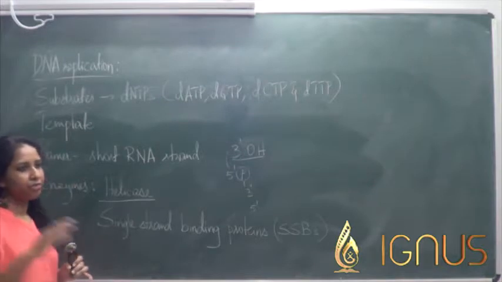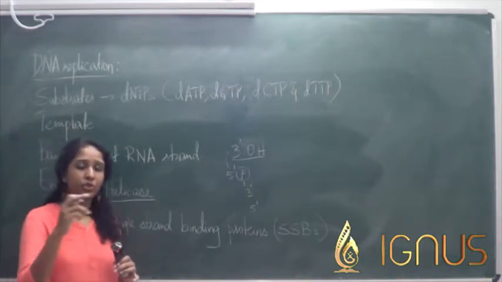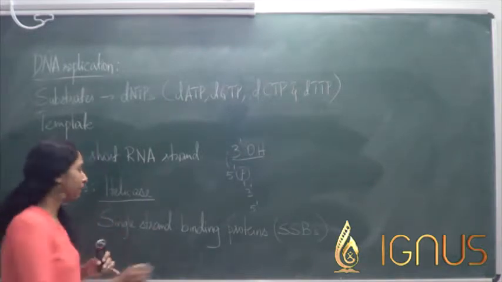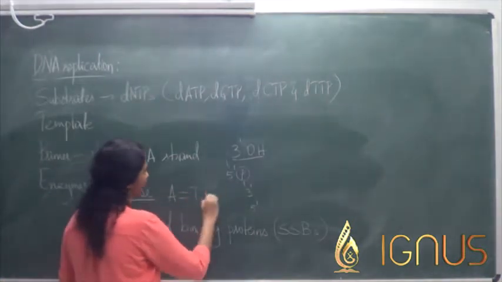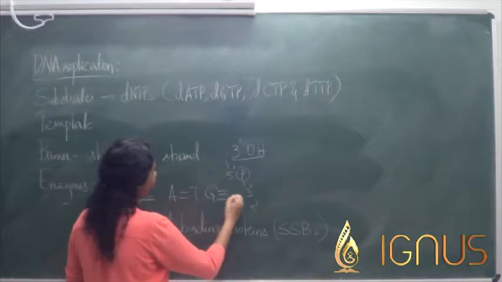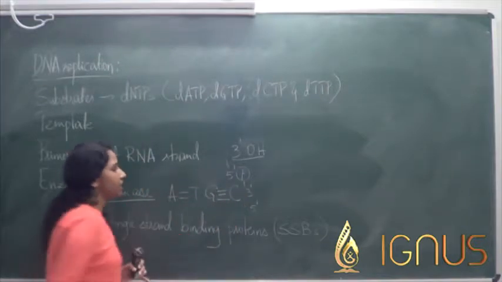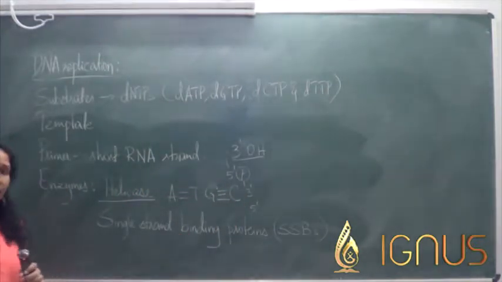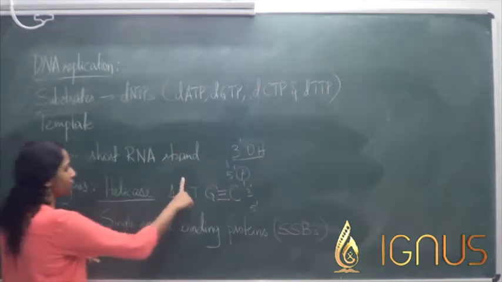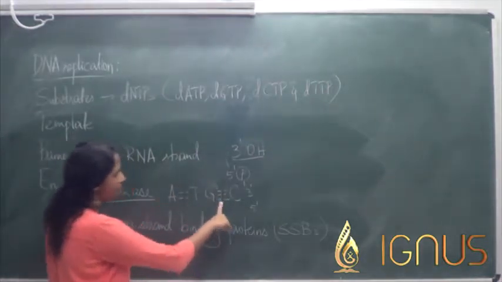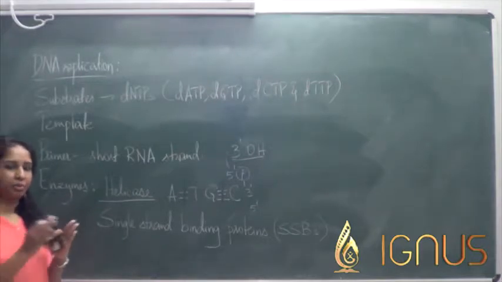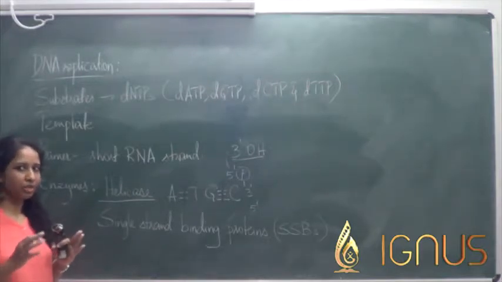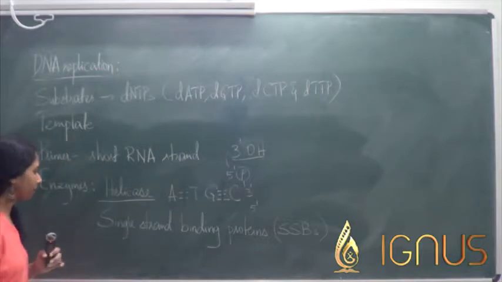So adenine forms 2 hydrogen bonds with thymine. So adenine is going to have 2 hydrogen bonds with thymine, and guanine is going to have 3 hydrogen bonds with cytosine. Okay, so helicase is going to break these bonds, and therefore the 2 DNA strands are going to become single strands. Okay, so it's going to do the unwinding.